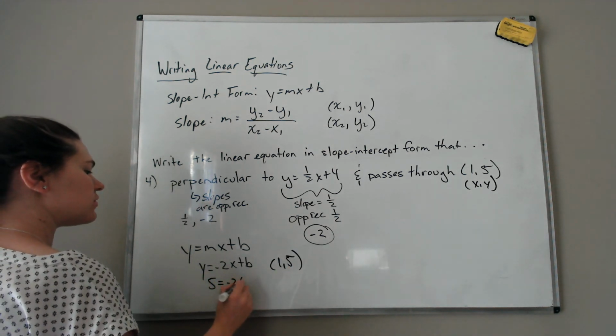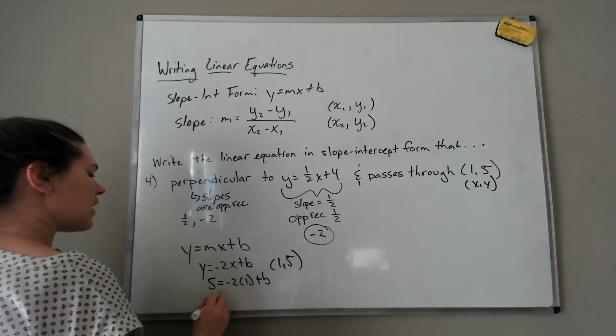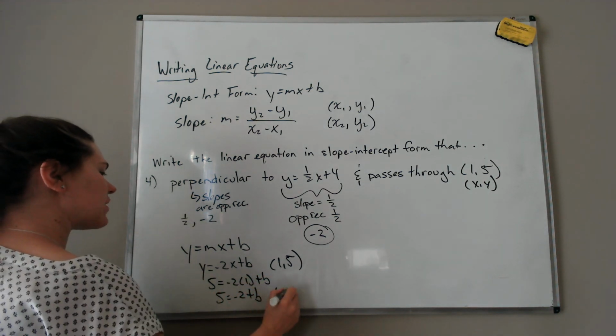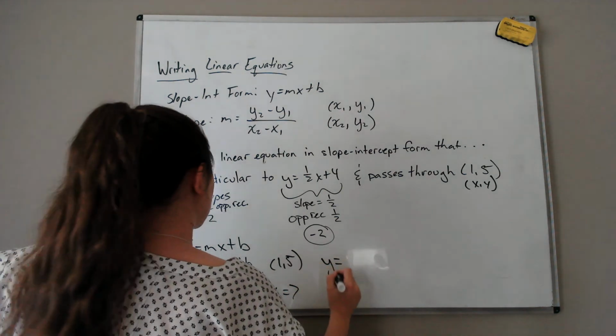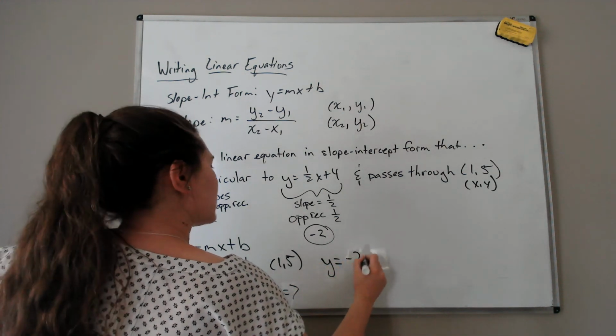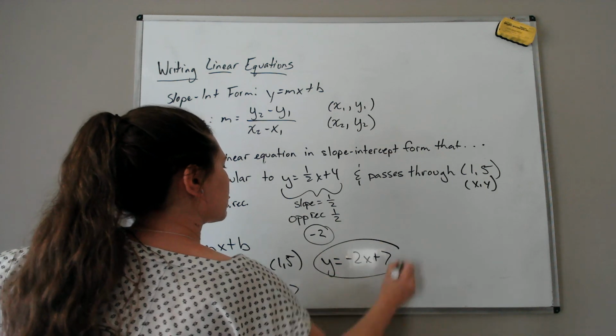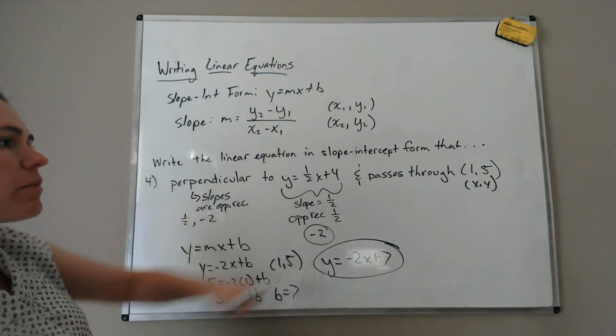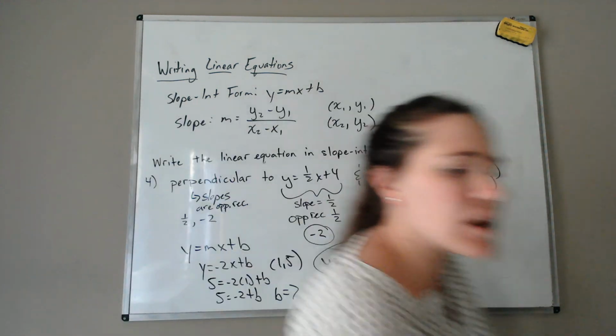5 equals -2 times 1 plus b. 5 equals -2 plus b. Add 2, we get b equals 7. So the equation here would be y equals -2x plus 7. So this is going to be perpendicular to this line, meaning it has the opposite reciprocal slope, and it passes through (1, 5).